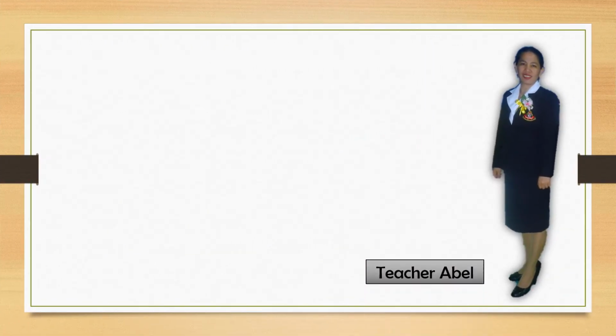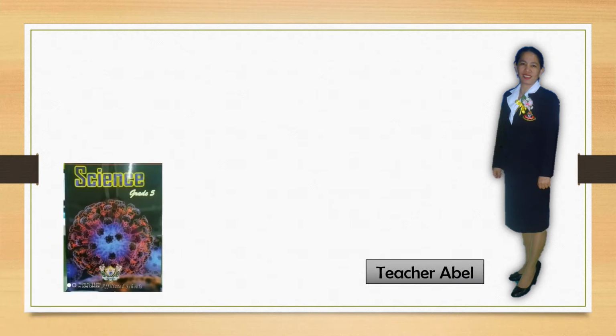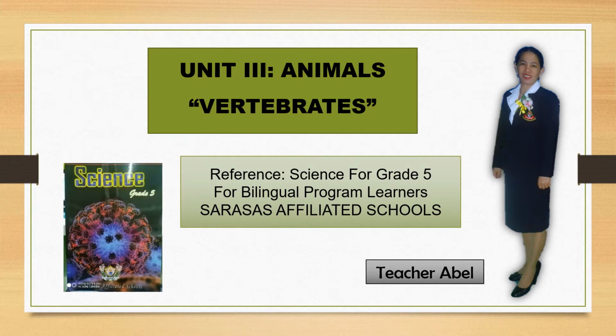Today I am going to teach you Science for Grade 5. Our lesson is taken from Unit 3 and we are going to talk about animals, and we are going to focus on vertebrates. For our reference, we are going to use Science for Grade 5 for bilingual program learners, Sarasa's affiliated schools.